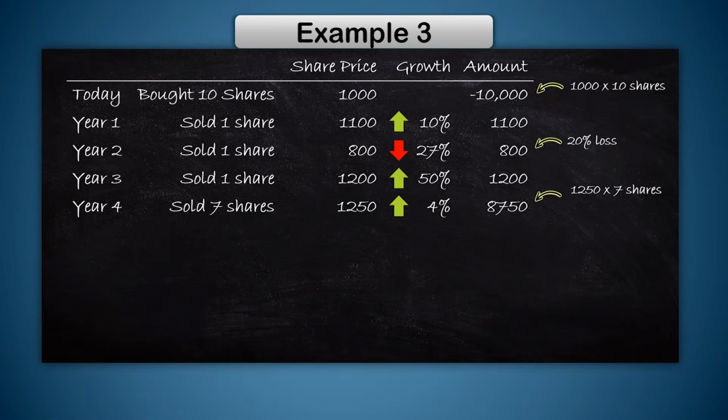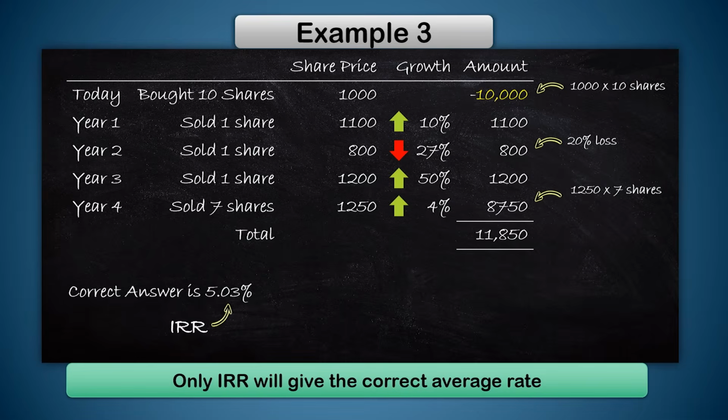What you actually got each year might have been a different amount. If you take each year's profit or loss, it's a different percentage. Even the year-on-year share price movement was completely different. But the average return was 5.03%, which you will get when you calculate the IRR.